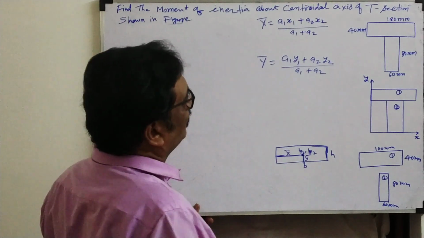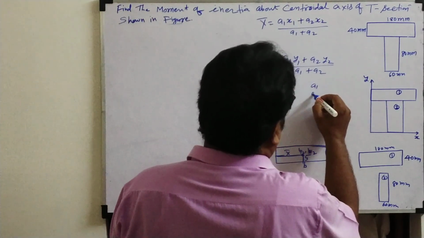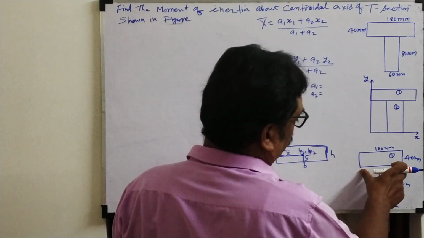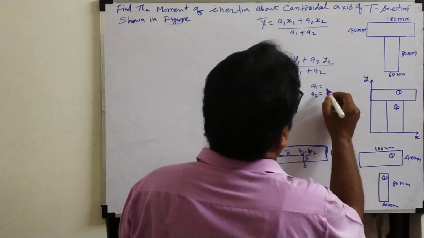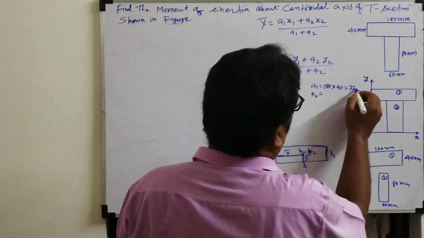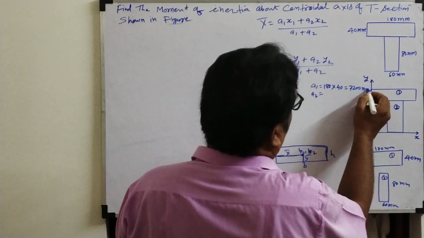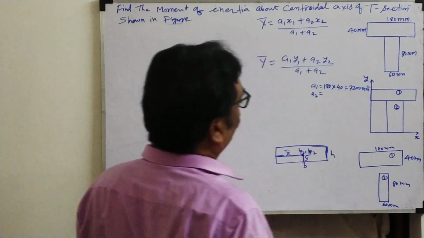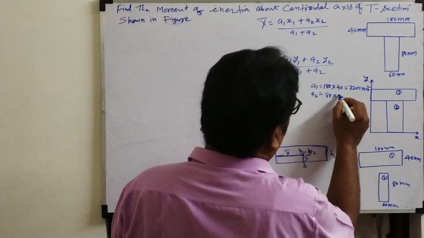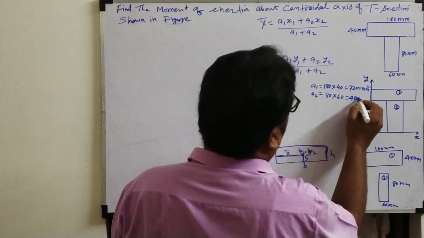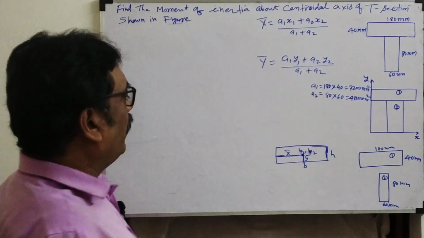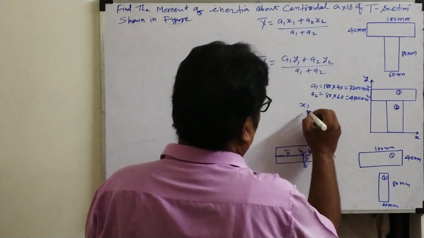So what is unknown here? The areas A1 and A2. What are A1 and A2? See, these are taken as the separate sections. What is the area of a rectangle? Length into breadth. So 180 into 40 is 7200. The area unit is mm square. Now A2 is 80 into 60, so 4800 mm square. Area is done.